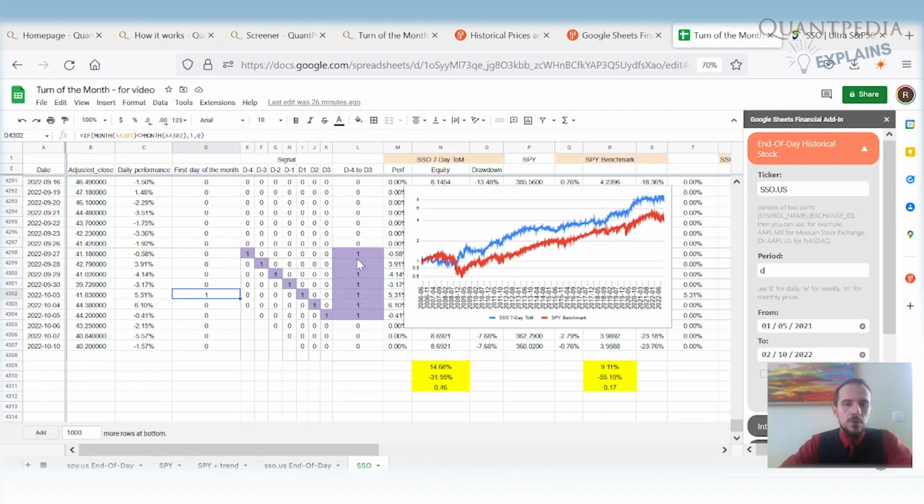We will try to apply the turn of the month strategy on SSO ETF. Firstly, we will try to apply just the naive or simple strategy that holds the underlying ETF during the 7 days around the turn of the month, and we can compare it against the performance of the SPY benchmark. When we apply the leverage, we can see that we have, firstly, significantly higher performance. Instead of 9% performance, we have nearly 15%. We have significantly lower drawdown. Instead of 55%, we have just 31%, which translates into a significantly better performance to drawdown ratio. Instead of 0.17, we have 0.46.